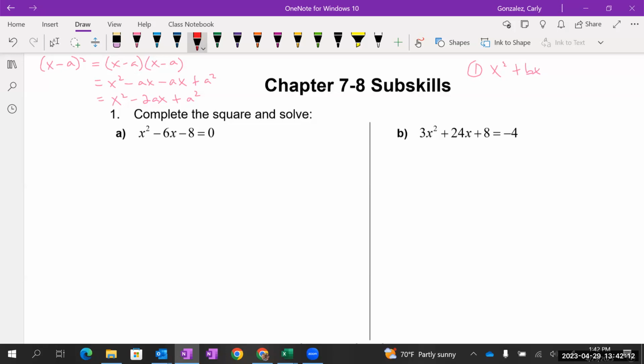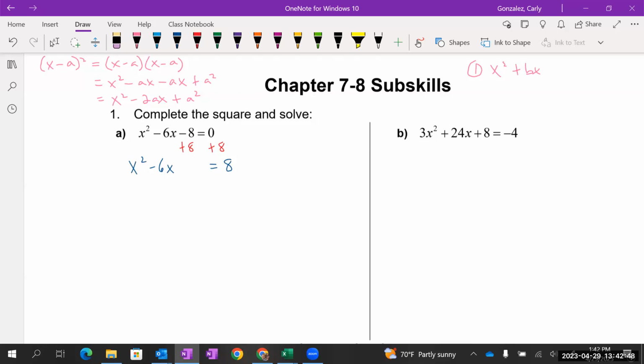So the first thing we want to do is isolate this x squared minus 6x. So I'm going to add 8 to both sides, and I'll leave some space. So I get x squared minus 6x, I'm leaving some space, and then I'll write equals 8. Now, the reason why I'm leaving some space in that third term on the left is because I want to put a number there that will serve me well.